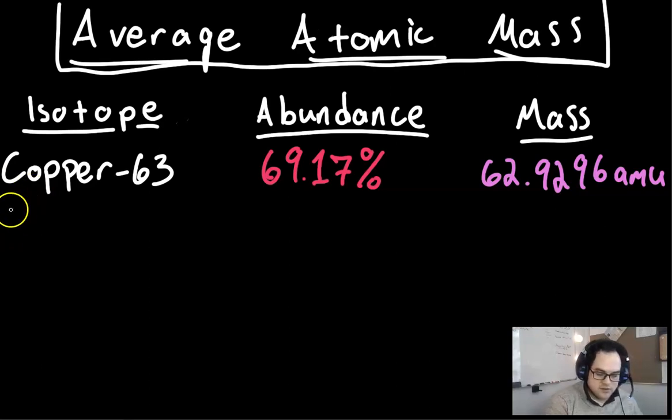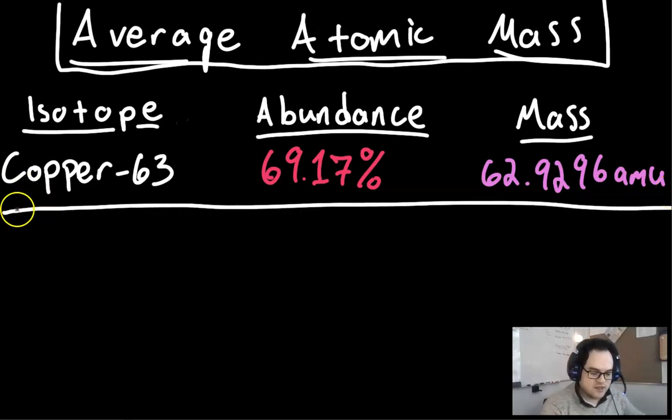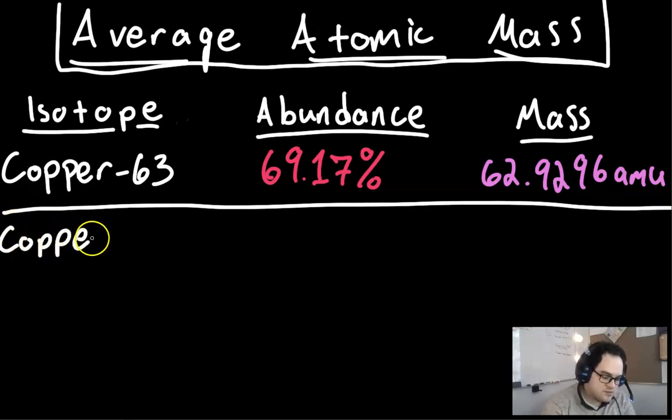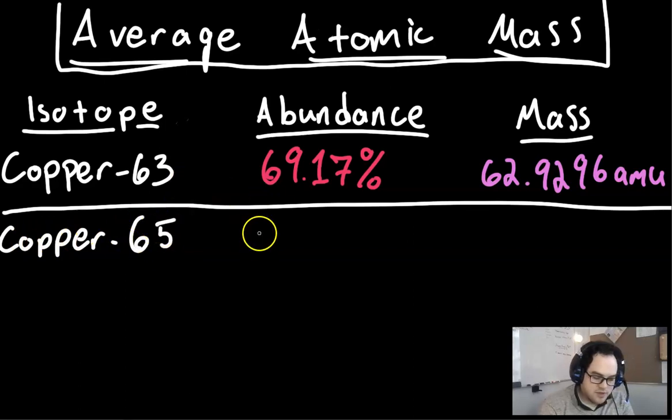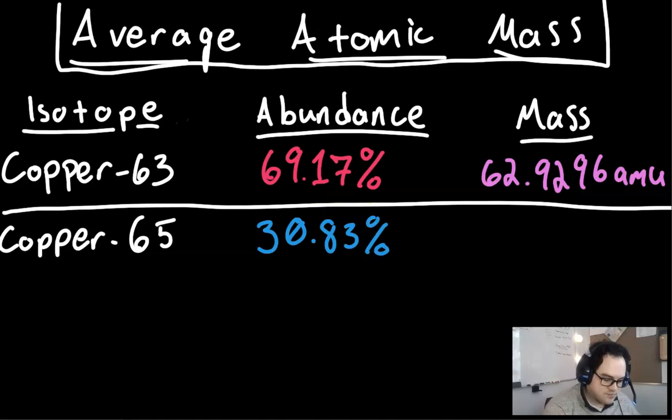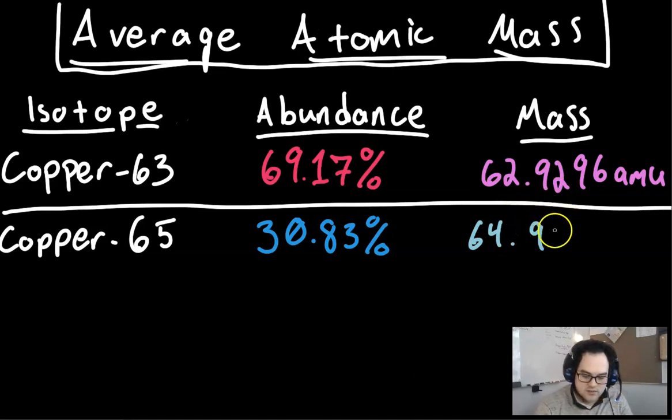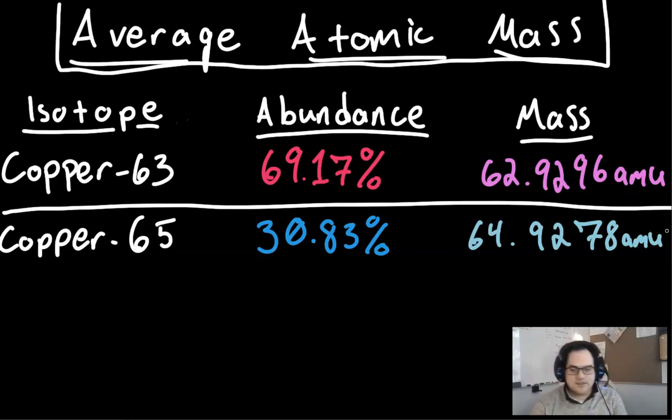The other isotope is copper 65. Its abundance is 30.83%, and its atomic mass is 64.9278 AMU. I'm color coding this for a reason, so I'm going to stick with it.